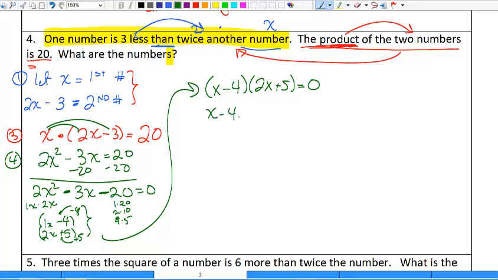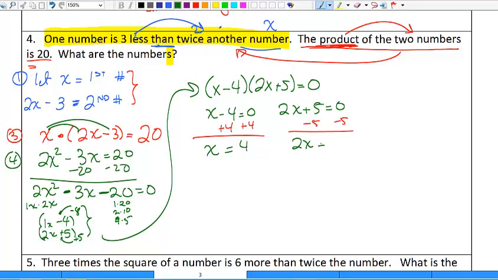Set each of those factors equal to 0. So I have x is equal to positive 4, and then negative 5 halves. So I have two numbers here. But are these the two numbers that my question is asking for? Well, still not quite. What did I solve for here?